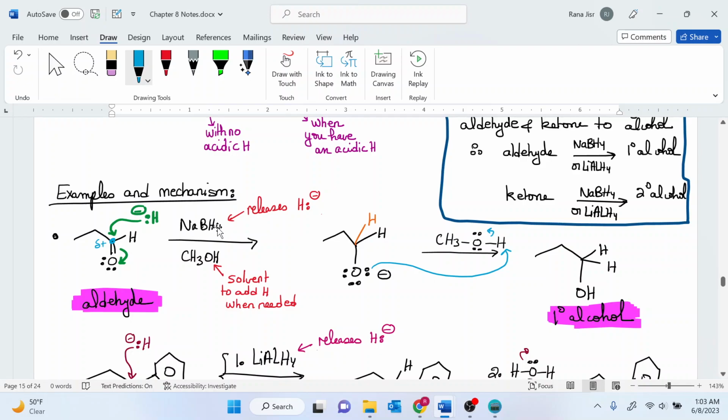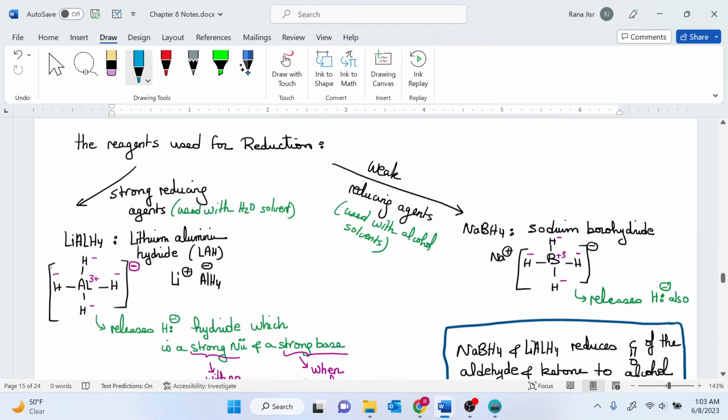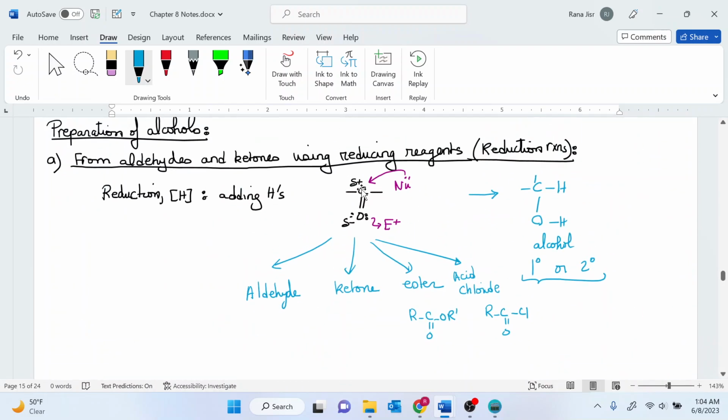So sodium borohydride is going to release an H minus. You are responsible for the mechanism of these reactions. To make it easy, represent the sodium borohydride by an H minus. Now, if you look at the carbonyls, from the beginning, carbonyls are polar. So they are going to produce a direction of polarization towards the oxygen.